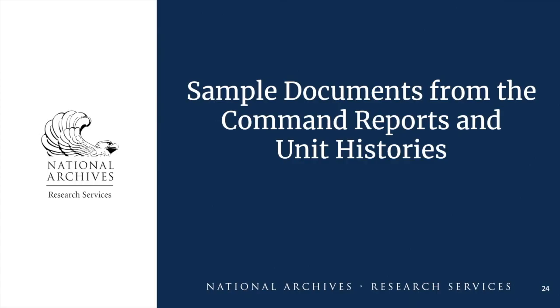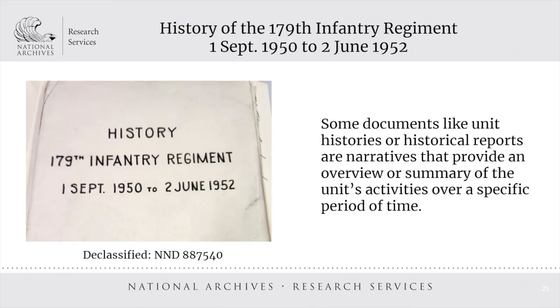Now that we have covered some general information about both series of unit records, let's take a look at some examples of the types of documents that you might find in them. First, we have unit histories and historical reports. Since these are usually narrative documents, you could say that they tell the story of a unit. They are summaries of the main activities of the unit. So, in this example, if your family member served in the 179th Infantry Regiment, you could read this unit history to get a better sense of the types of situations they encountered during the war.